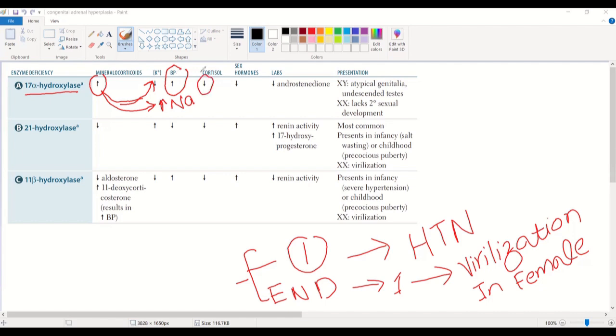Cortisol is decreased in 17 alpha hydroxylase. Sex hormone is also decreased, and androsterone is also decreased. They give you the key things: gender, karyotype, blood pressure, and laboratories like potassium level. Blood pressure and potassium level are key things to identify which congenital adrenal hyperplasia it is. So 17 alpha hydroxylase leads to hypertension through increased aldosterone, and the sex hormone and cortisol are decreased.